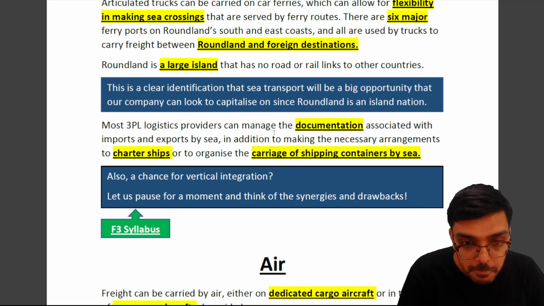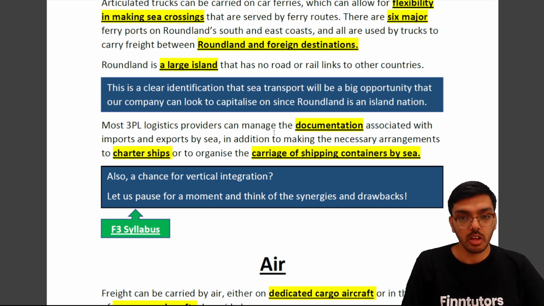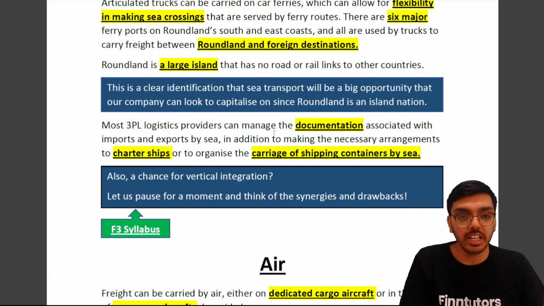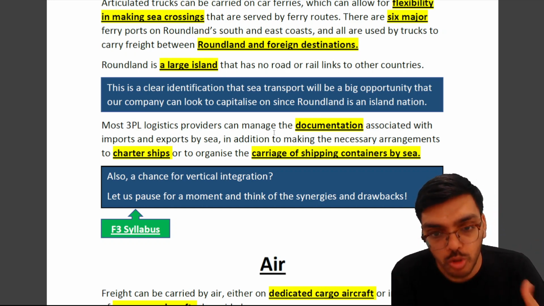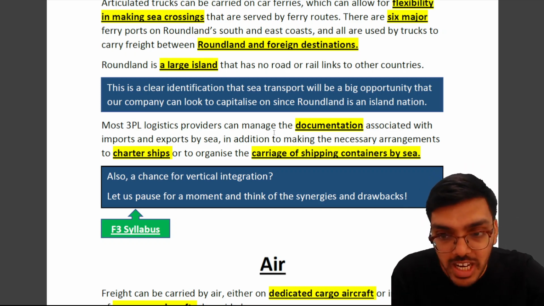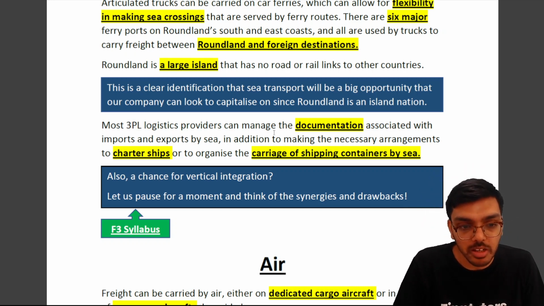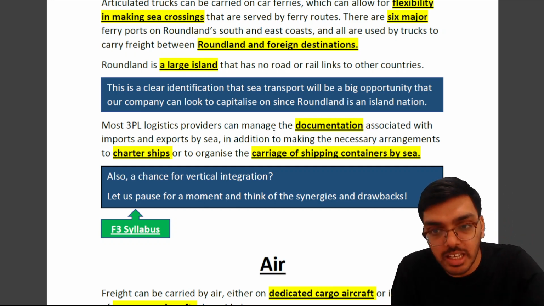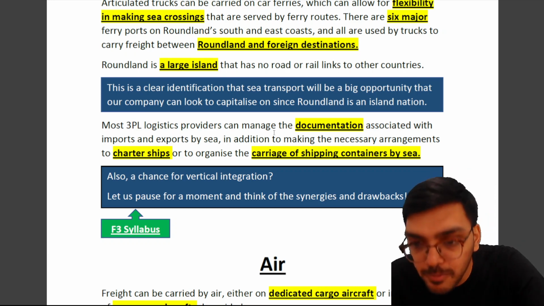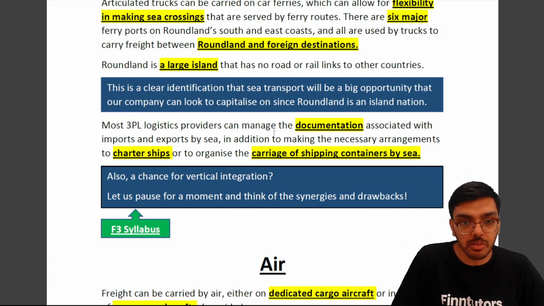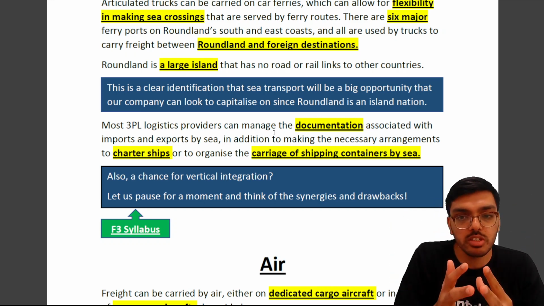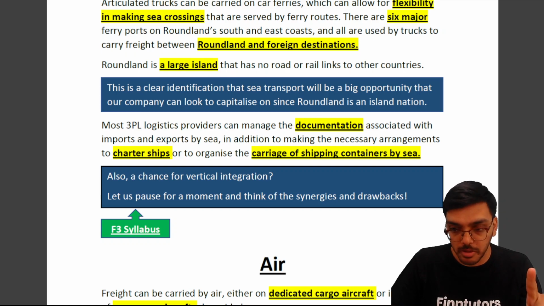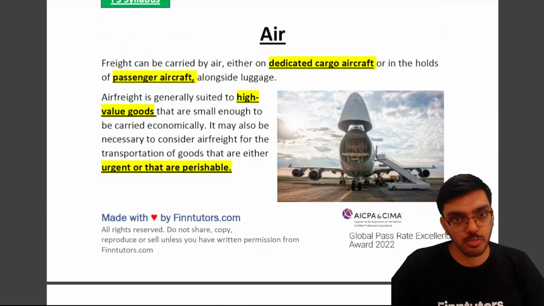But let's pause and think over here. What are the synergies of being a vertically integrated company? You have better control, you can manage your costs better, you know the entire process, so you can control it better. What are the drawbacks? Obviously, owning all of this is not cheap. Maintaining all of this is not cheap. Then you don't have flexibility because you are owning everything. So think about this. This is in your F3 syllabus, and that is why I have brought it up to you as well. Next, I'm going to air transport.